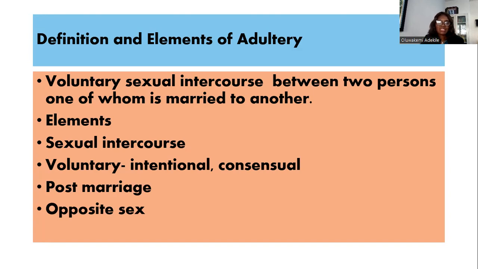Adultery in this regard means voluntary sexual intercourse between two people, one of whom is married to another person. So if one of the parties that have sexual intercourse is married to another person, that sexual intercourse constitutes adultery. So that means there must be sexual intercourse, it must be voluntary, that is intentional, deliberate, consensual. If someone is raped, for instance, that is not adultery. It must take place after the person has gotten married, not before. Not premarital sex, it is post-marital, and it is expected to be with the opposite sex.